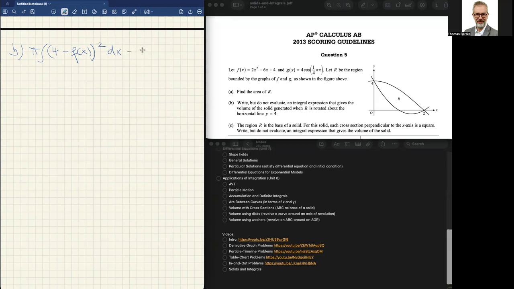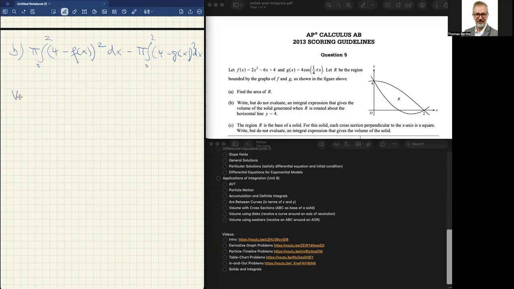And then subtract from that, the radius, the little r, is 4 minus g of x. So this is minus pi integral. Oh, integral has to have boundaries here. 0 to 2. And the inside is 4 minus g of x squared dx, like so. So write but do not evaluate an integral expression, that's it. That's all there is to it.